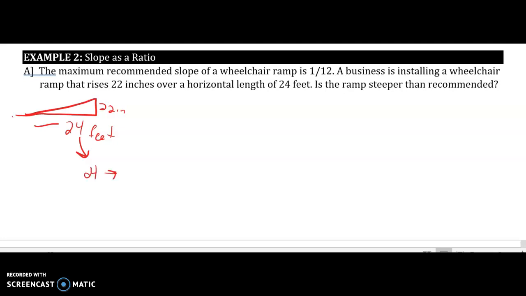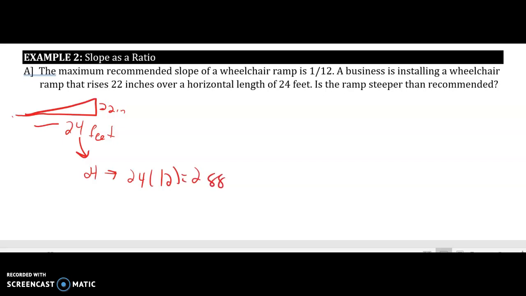How many inches are in a foot? 12. So we take 24 times 12. That's 288 inches. If I come over to my graph, it's 288 on this side. Again, I'm drawing with a whack-a-mole board, so be gentle on your comments about my penmanship and drawing a straight line. It's rise over run, so it's 22 over 288.